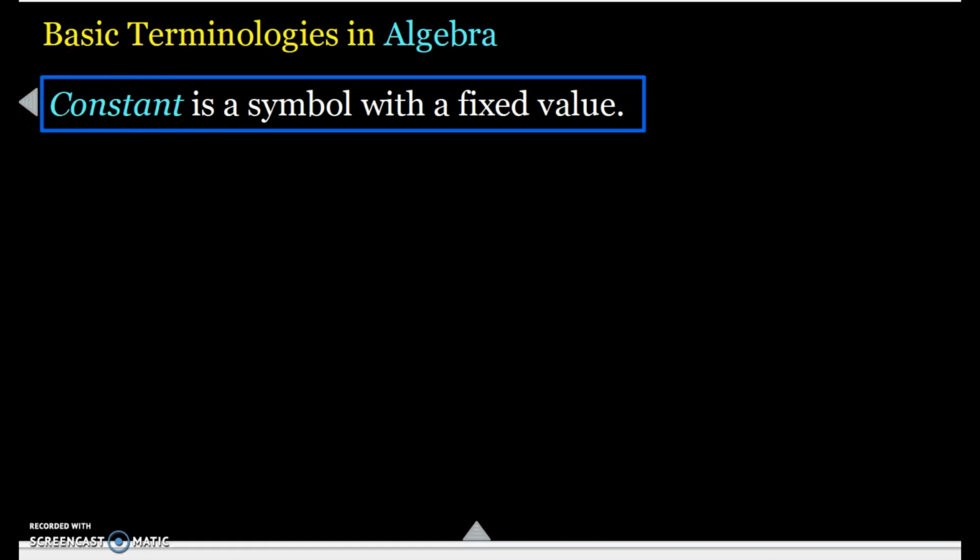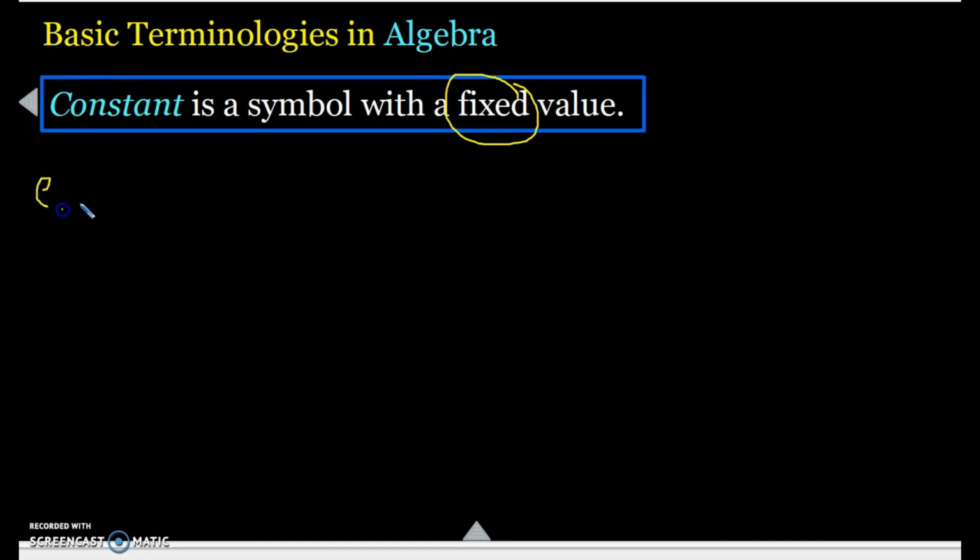When we say constant, it is a symbol with a fixed value. Please take note, with a fixed value. The term constant is not only used in algebra, it's also used in general, which means fixed or unchangeable. Relating this term to math, a symbol that has a fixed value, we mostly see in the form of numbers.